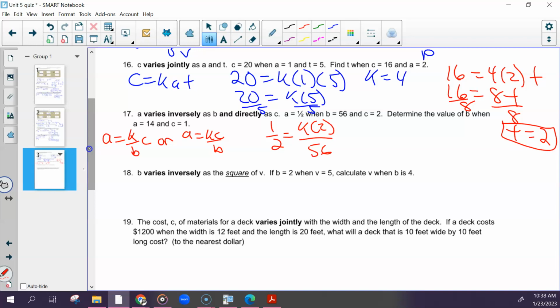And then how you chose to do this, you had different options. You could either start multiplying both sides by 56, divide it by 2. You could simplify this part first, which is what I'm going to do. That's 1K over 28. And then I'm going to cross multiply. So 1 times 28 and 2K. Divide both sides by 2. So 14 was K. And then we put that back in to find B.